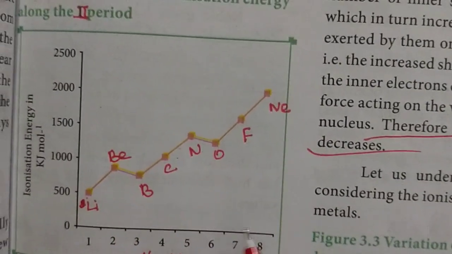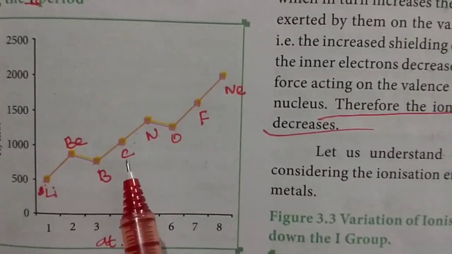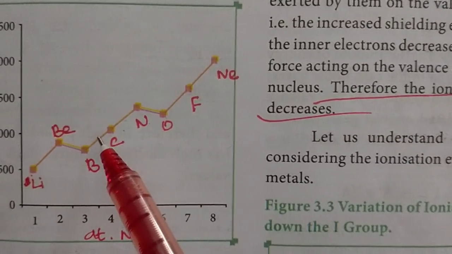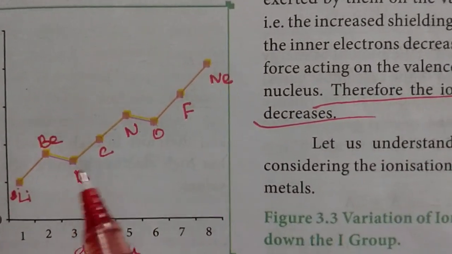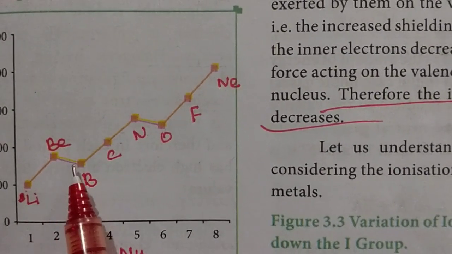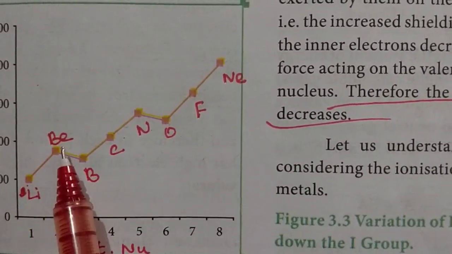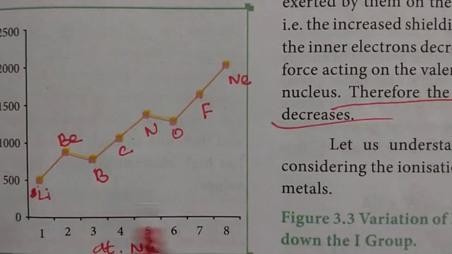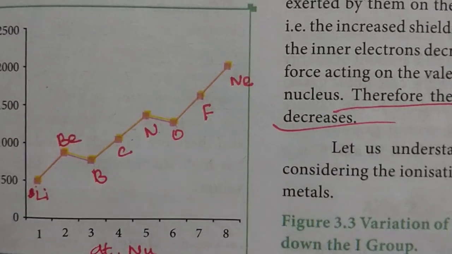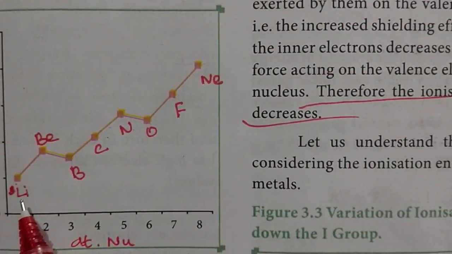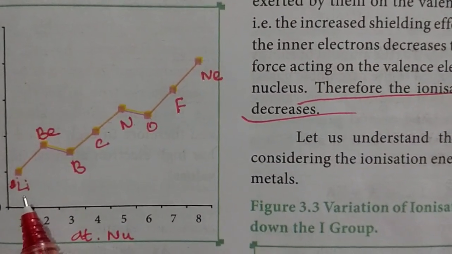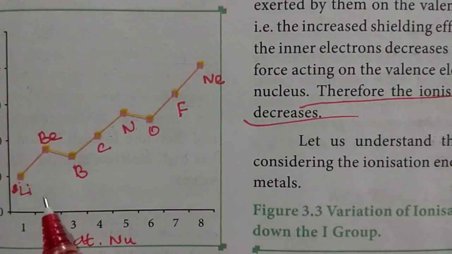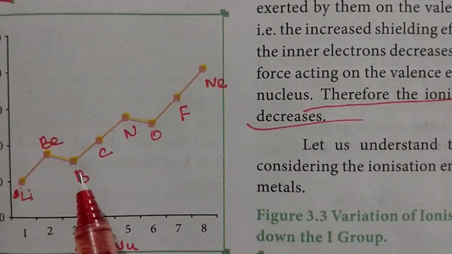From that graph we expected boron to have a higher ionization energy. Why? Because boron has a higher atomic number than beryllium, but it doesn't. Why? Because of the filling of electrons in the same shell. What orbitals are present in lithium? 1s2 and 2s1, so the final valence electron is 2s. In beryllium also it is 2s.